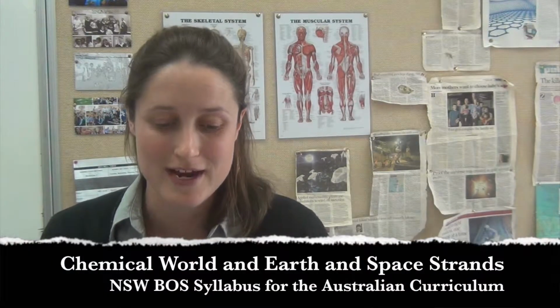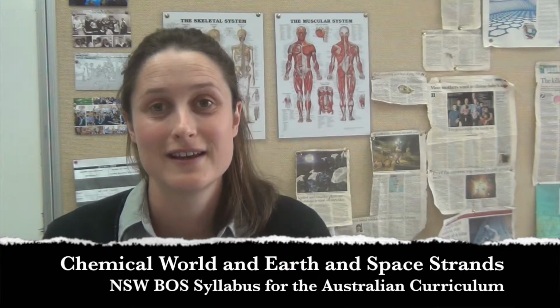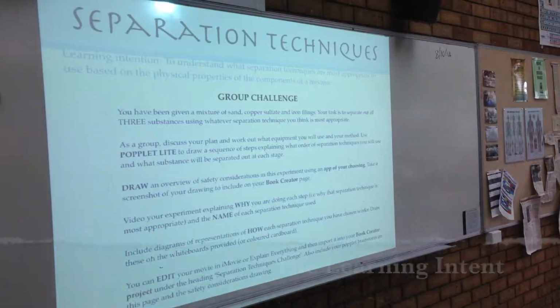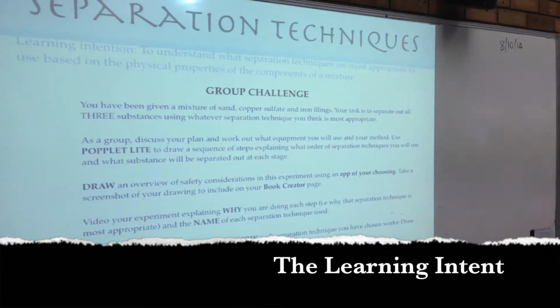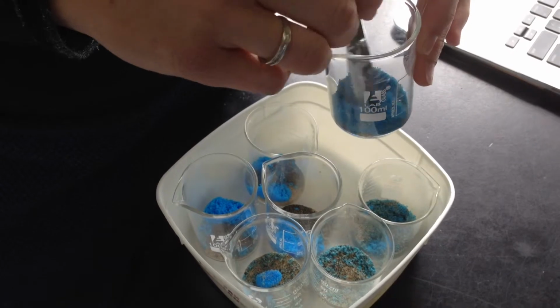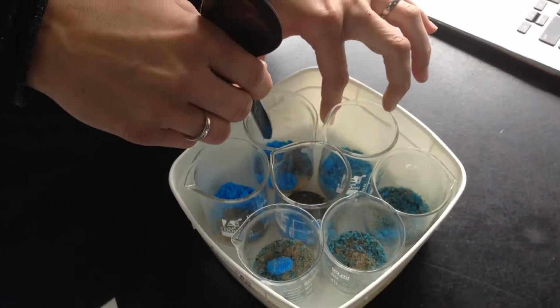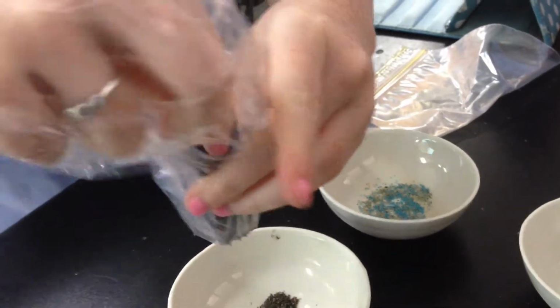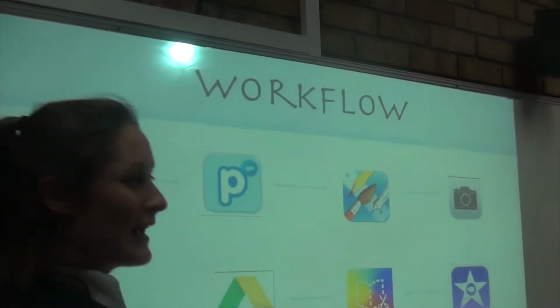The class have been studying a unit Water World, and this was based on the Chemical World strand and the Earth and Space Knowledge and Understanding strands from the Australian curriculum. In this lesson, the learning intention was to challenge students to come up with their own method to best separate out three substances: sand, copper sulfate and iron filings.